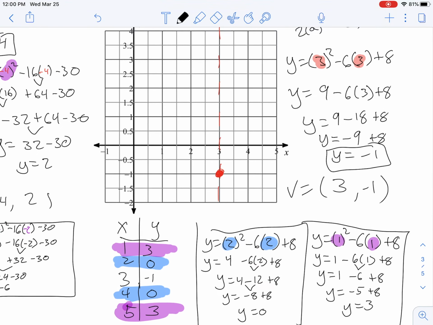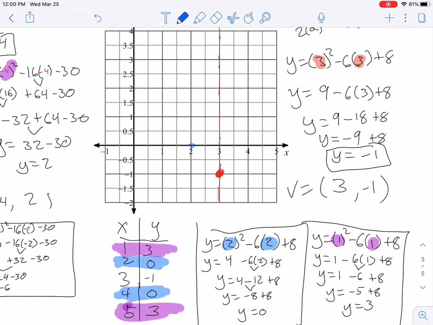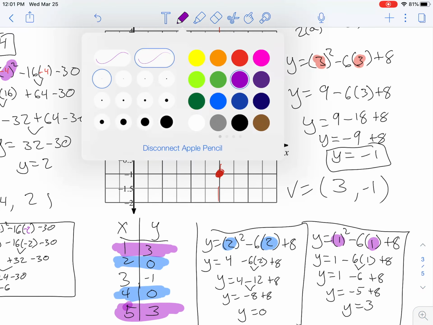Okay, so now I just have to plot my blue points, 2, 0, 4, 0, and see how they reflect. And then 1, 3, which would be all the way, let me use purple, all the way up here, and 5, 3, which is all the way up here. Okay?